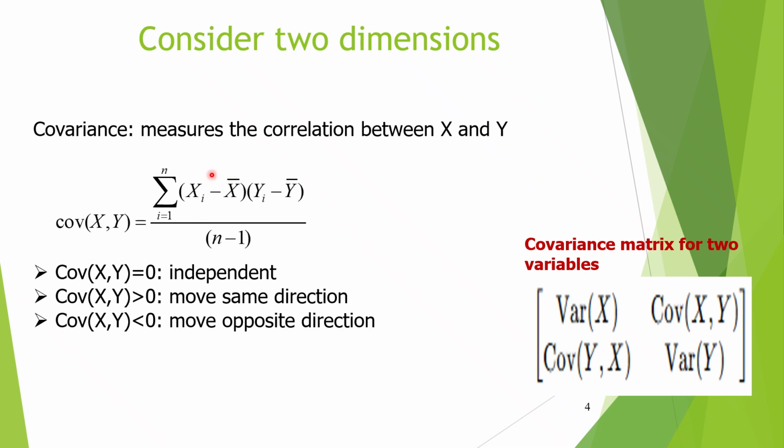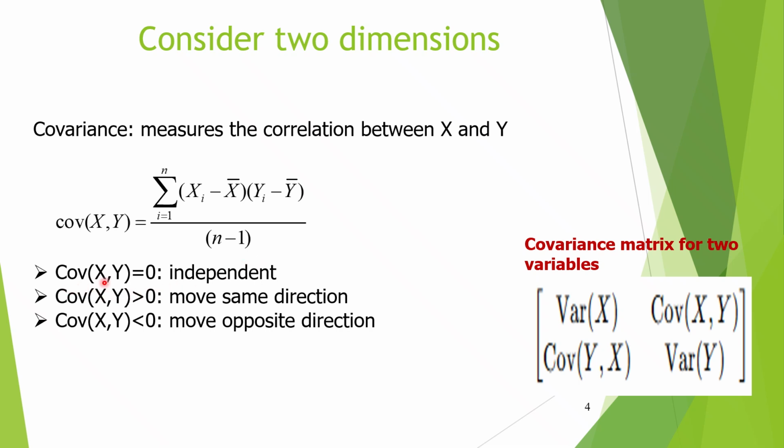minus x bar. So here x bar is the mean of the x feature and xi is the instances. Similarly, for the second feature, y bar is the mean of the second feature and yi is the data instance. So after finding the summation, we have to divide it by n minus 1, where n is the number of instances in the dataset.